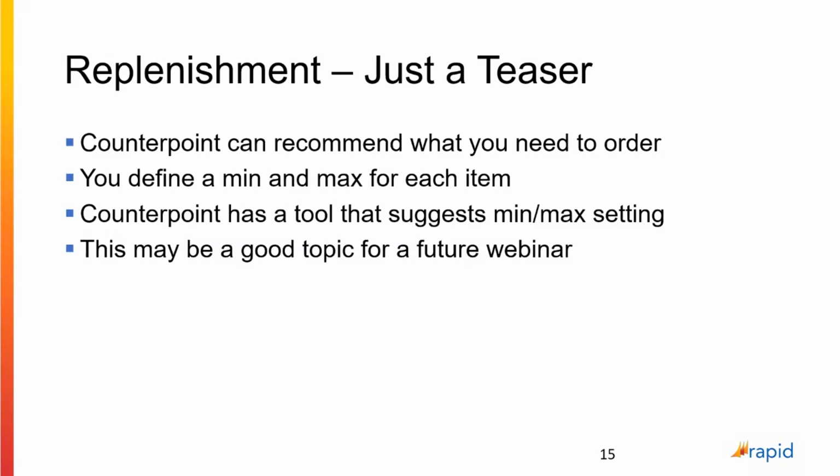They say, I've got 5,000 items. I cannot go define a min max. There is a Counterpoint tool that will go in and suggest and default that min max for you based on your sales. So if there is interest in this, we'll gauge that interest, and this may become a future webinar. Just know right now that there is a replenishment system in Counterpoint that can assist you in your ordering and creating those purchase requests for you.